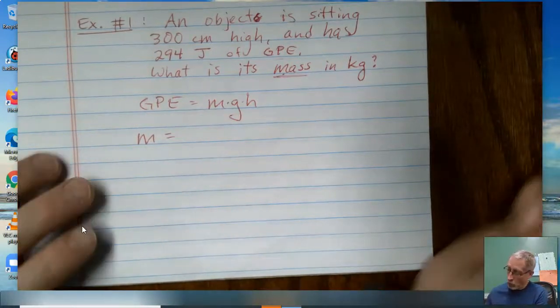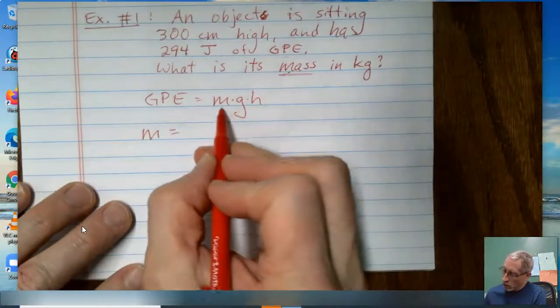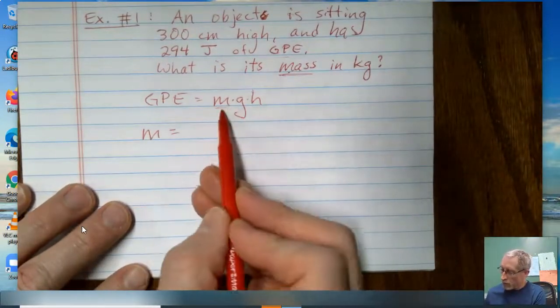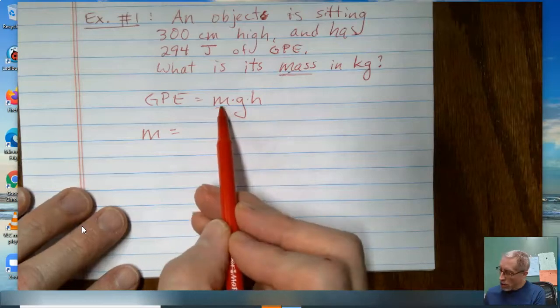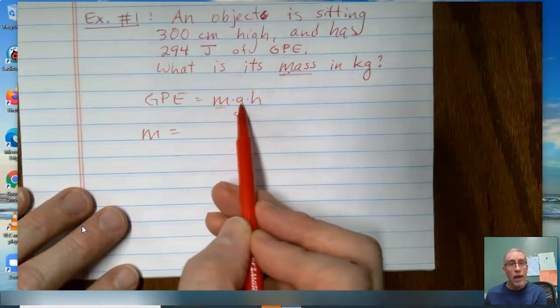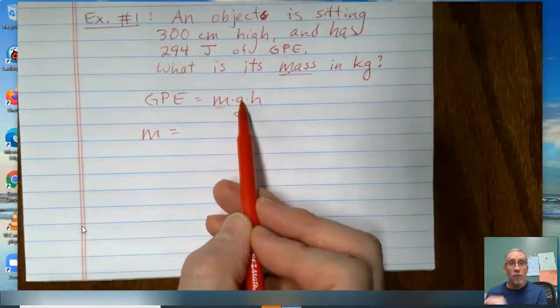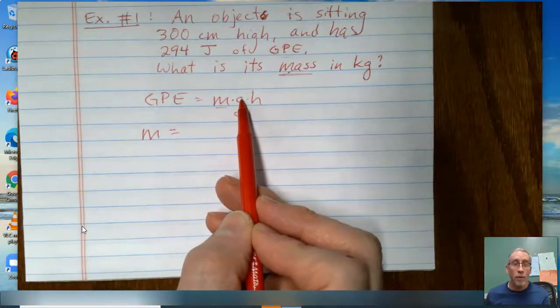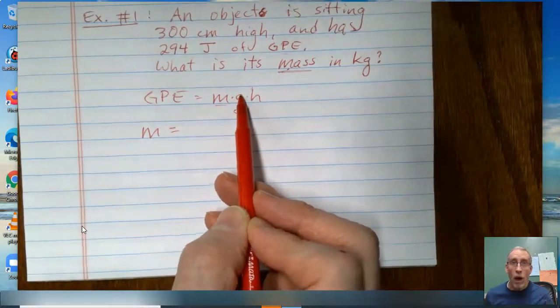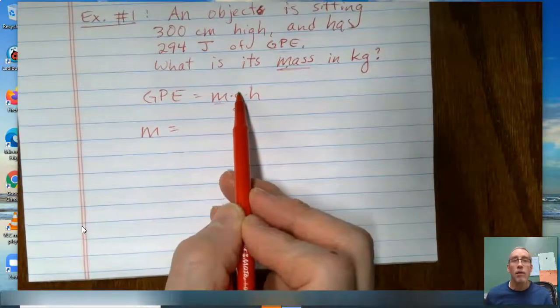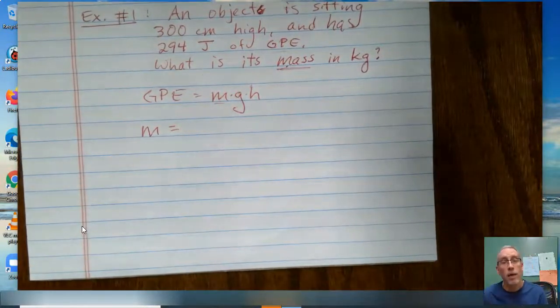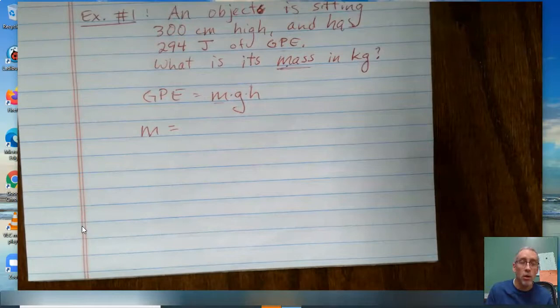So let me show you what this looks like when we write it on paper. We're solving for M. You see where I'm pointing here. M right now is being multiplied by G and by H. So if we want to move those away from M, we do its opposite, its inverse, we call it in math. And the opposite of doing multiplication is to do division. So we're going to divide both sides by G and by H.